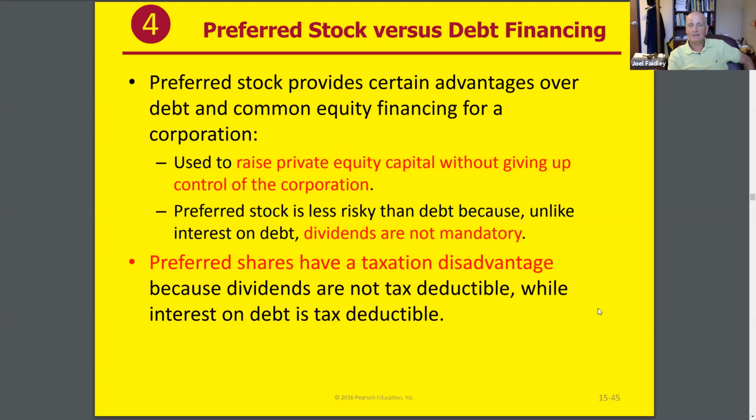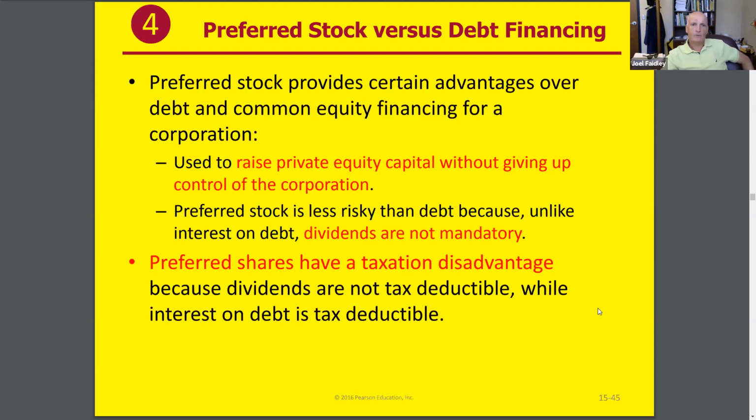Preferred stock has a taxation disadvantage. Why is that? Preferred dividends are paid after a company pays taxes, right? You remember the equation of earnings per share: net income minus preferred dividends divided by common shares outstanding. You always subtract out those preferred dividends, which is an after-tax deduction. If it's interest expense, which is from bonds or notes payable, that is pre-tax. That is deducted before you pay income tax. So that's why preferred shares have a taxation disadvantage.